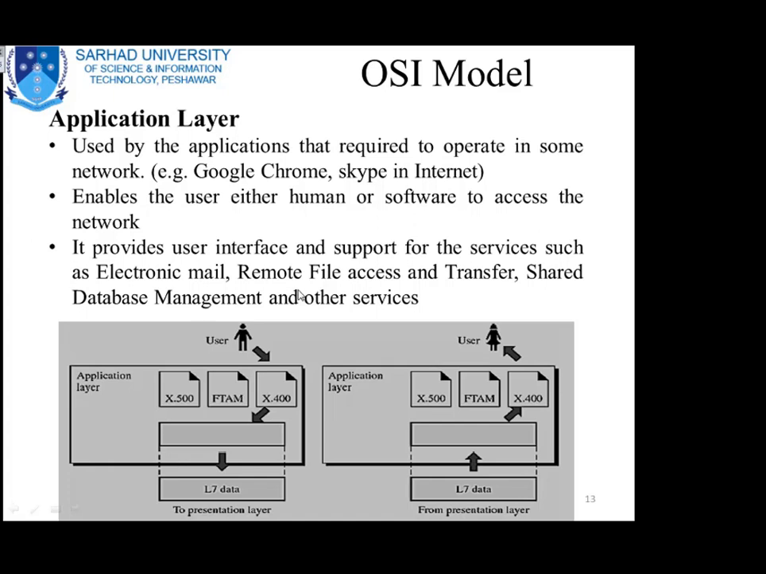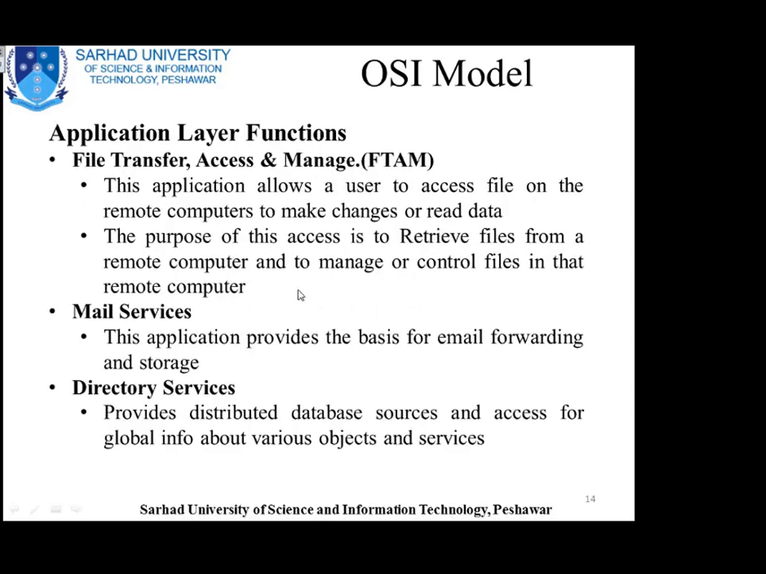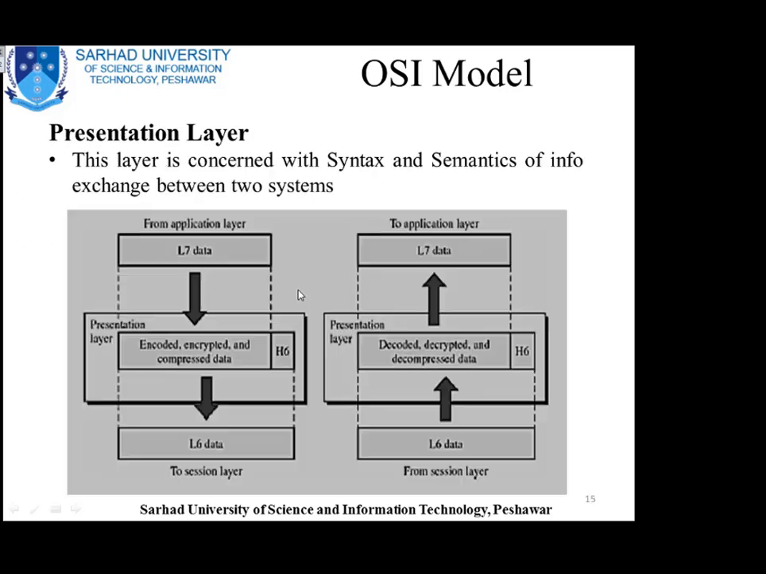Similarly, the application layer performs many other tasks. It enables the user, either human or software, to access the network. It provides a user interface and support for services such as electronic mail, remote file access, and file transfer protocol, etc. There are different protocols that you will be seeing in the book or in the coming slides. So these are the main functions of the application layer. It helps you to transfer files, manage files, and provides mail services and directory services. It is given, you can read it, it's very easy to understand.